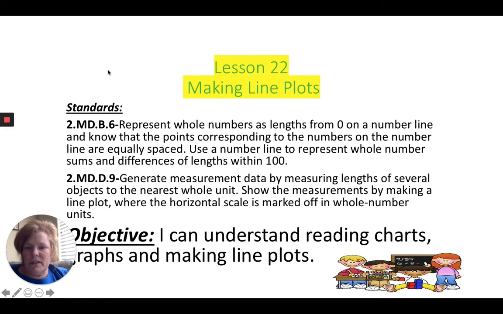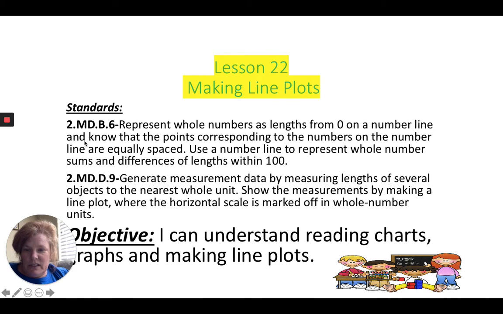So today we're going to learn about making line plots. Of course, we have already done these lessons. Well, it's just different. It's in iReady. It's an iReady lesson. And our lessons were done by our math program, which is Engage New York.